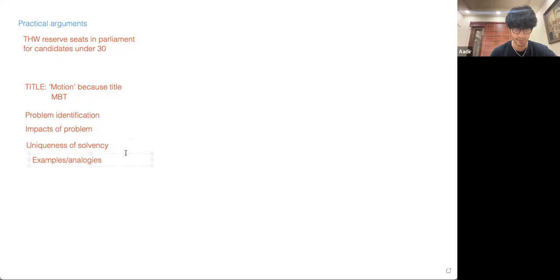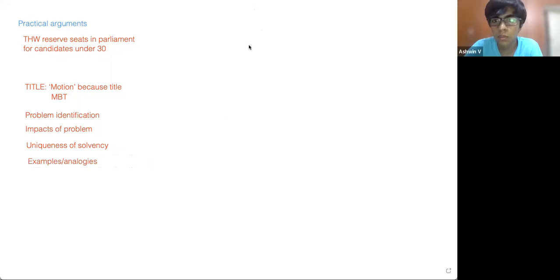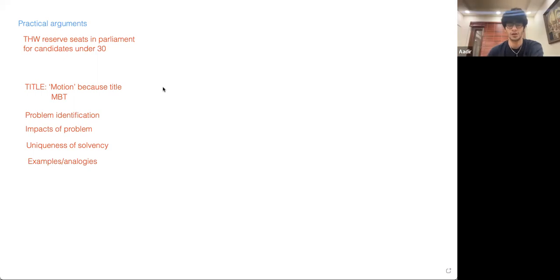All right. Someone give me an argument as to why we should reserve seats in parliament for candidates under 30. Young individuals will be more represented in the democratic system. So that's the title. Let's get a bit more specific. Not that that's not a good argument, but the motion kind of implies that your title shouldn't be obvious. Obviously, we'll have more young representatives in parliament, but why is that a good thing?